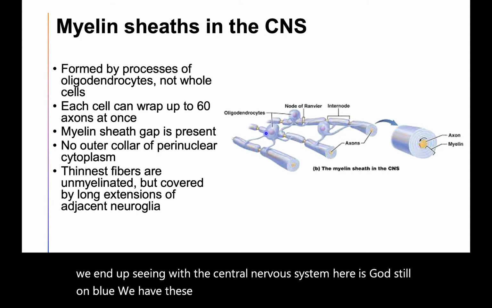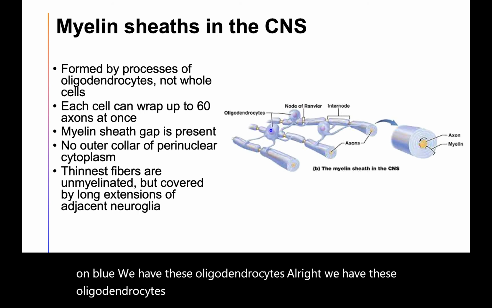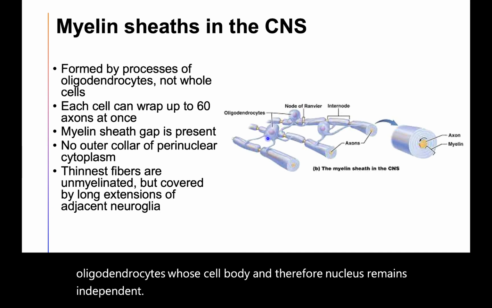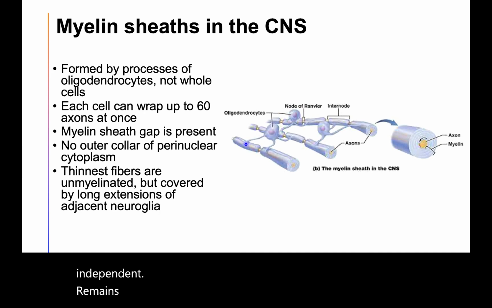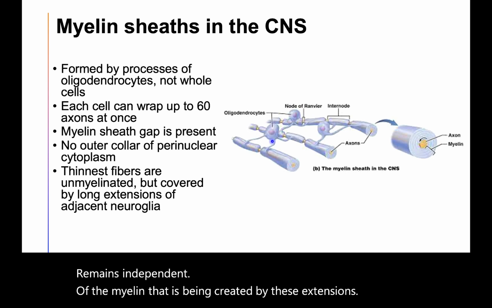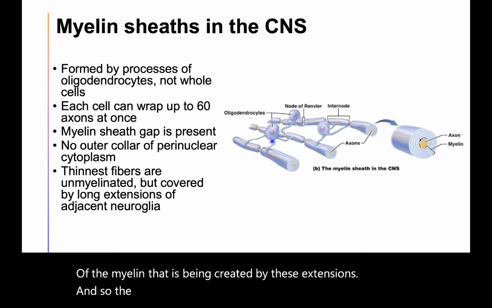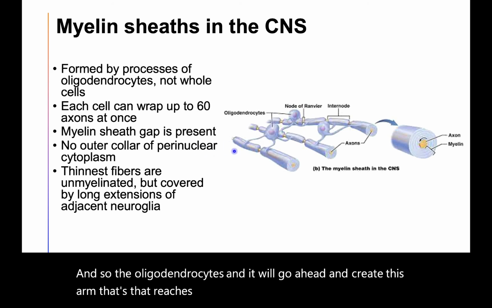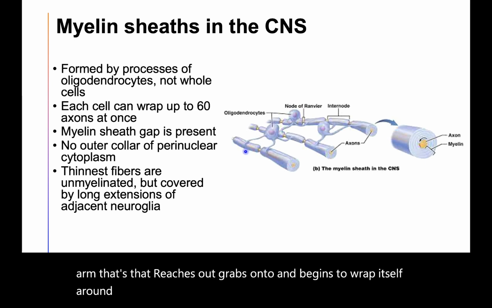We have these oligodendrocytes whose cell body, and therefore nucleus, remains independent of the myelin that is being created by these extensions. And so the oligodendrocyte will go ahead and create this arm that reaches out, grabs onto, and begins to wrap itself around a segment of axon.